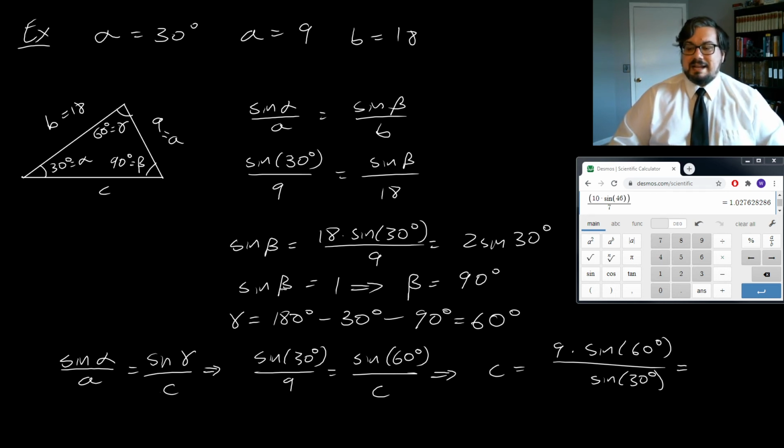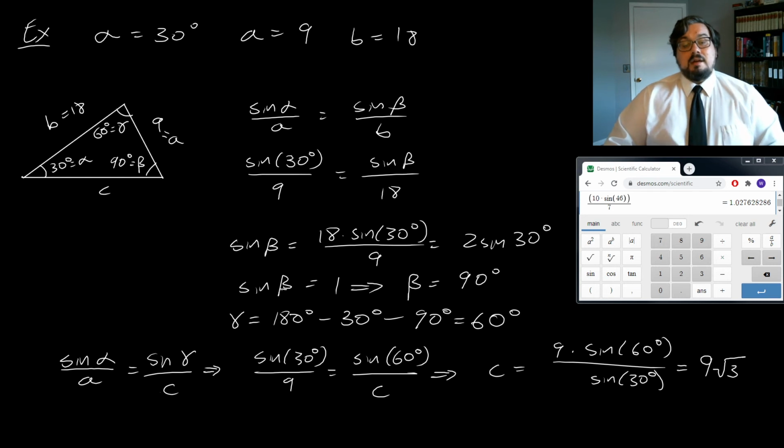We know the values of all these various things. We know that sine of 60 degrees is square root of 3 over 2. We know that sine of 30 degrees is 1/2. When you simplify all that down, we wind up with 9 times the square root of 3. And so in this case, there wasn't even any approximation necessary. And so we get just a single triangle which satisfies these conditions, which happens to be a right triangle.